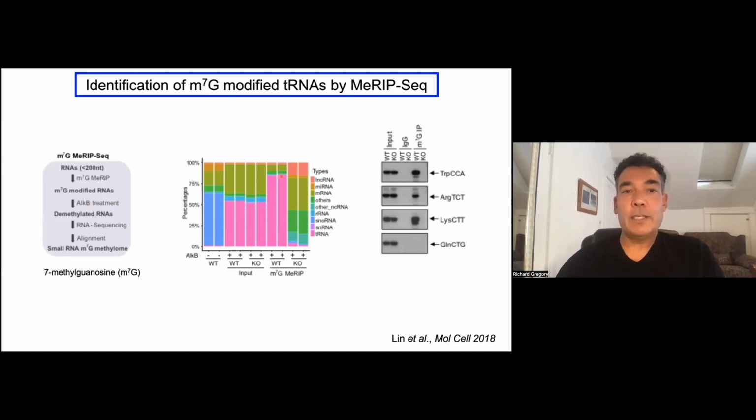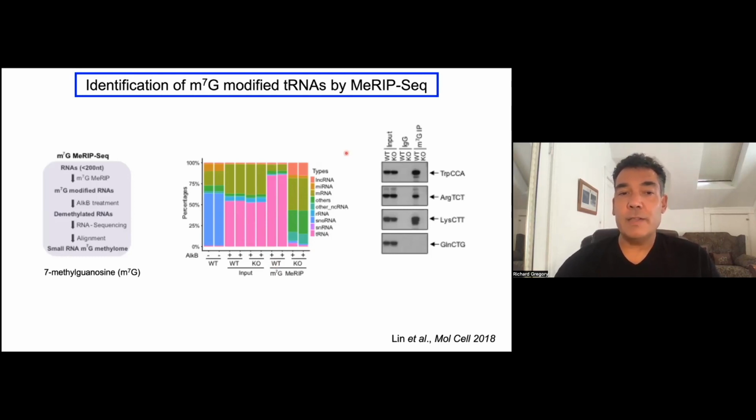And then, as you might expect, when we knock out the enzyme responsible for m7G, this is a METL1 knockout, you can see that now there's basically no reads again that map to tRNAs. So this is a nice validation that the sequencing method is working and the m7G antibody is suitable for methyl-RIP.